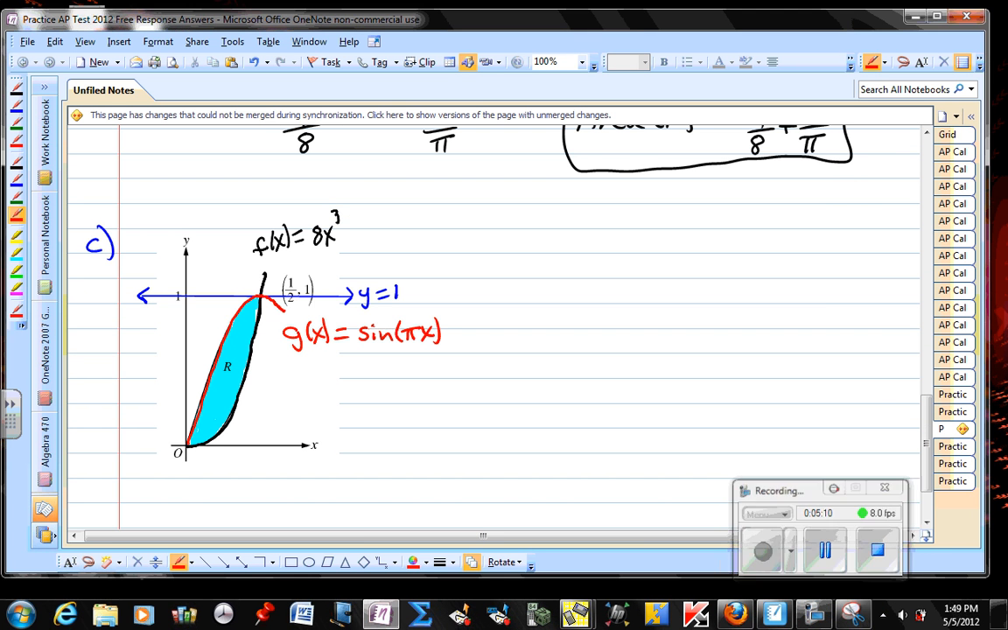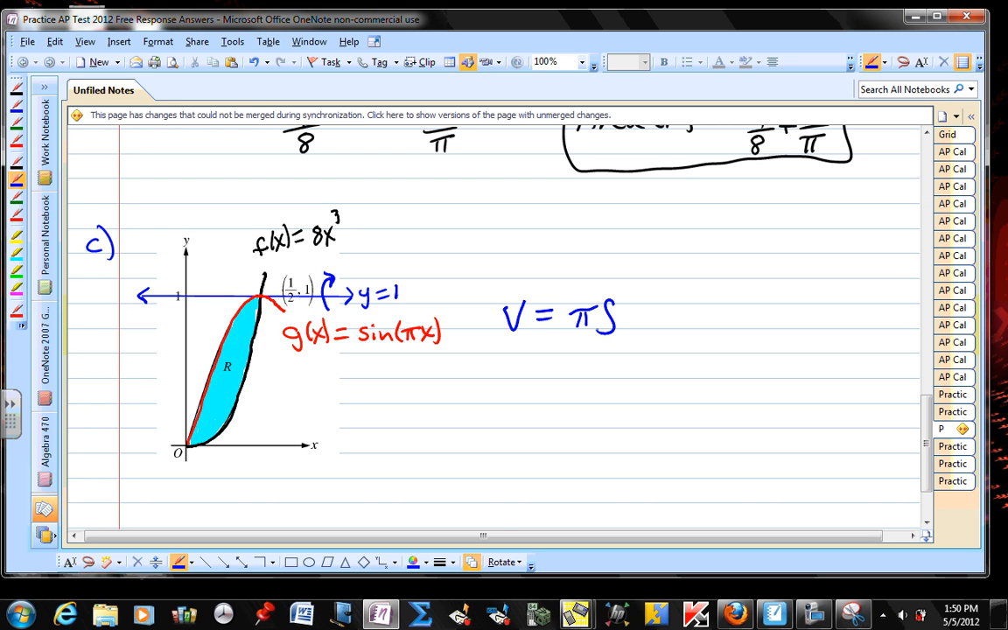Now in part C, we're asked to find the volume of the solid that's generated when region R is rotated around the horizontal line y equals 1. So remember that volume is going to be the integral of area. So we're going to integrate from 0 to 1/2. And of course, we're going to take the constant multiple pi out in front. And now inside, remember, we're going to do big R squared minus little r squared dx.